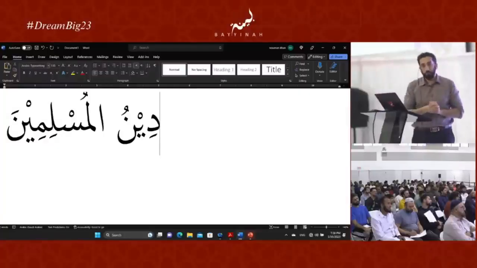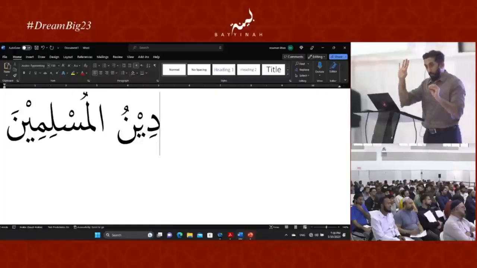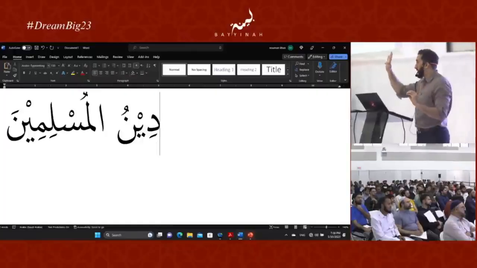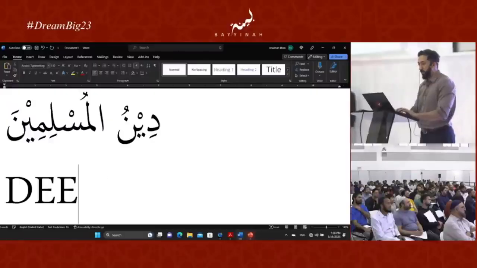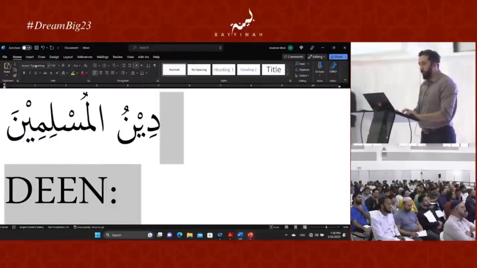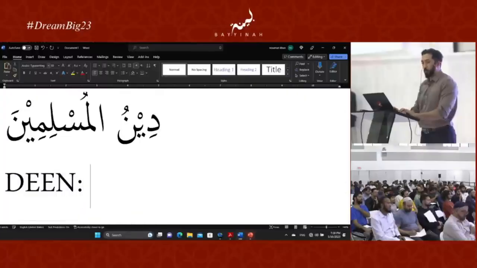Okay. Now, I want 4 properties. This is now the work. I want 4 properties of the word deen. I'm going to write it in English so it's easier to type. I want 4 properties of it. Because an ism should have how many? 4 properties. What are they?